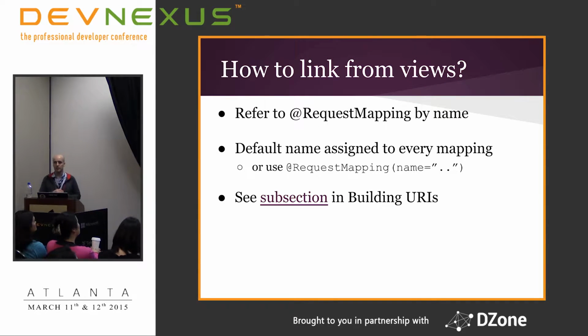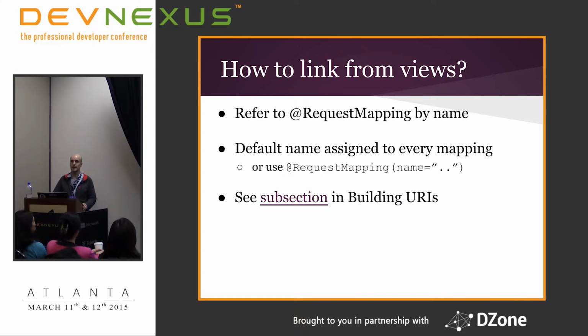Also, we want to be able to do the same thing from HTML templates. We want to be able to prepare forms, and we want those forms to point to annotated methods, but we don't want to replicate in all our JSPs or Thymeleaf templates or whatever. We don't want to replicate all the mappings. So basically what we do for that is that we allow you to refer to a request mapping method by name, and that's a name for the mapping itself.